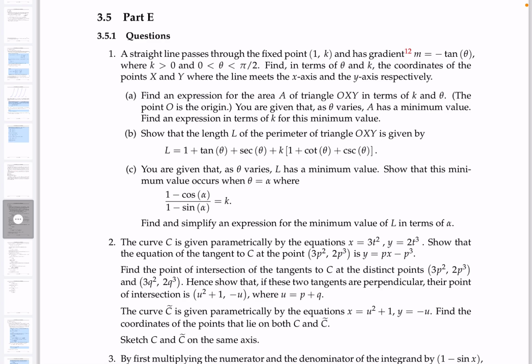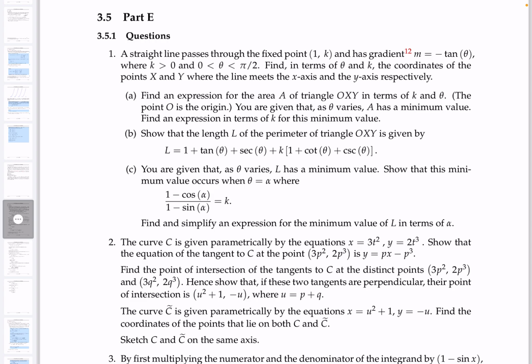Okay, we're still on question number one. We answered the one thing, and then we did parts A and B, and now we're on C. And C depends on your understanding of what you did in B, because they say you were given that as theta varies, L has a minimum value. Well, that makes sense, by the way. Show that this minimum value occurs when theta equals alpha, where K equals (1 minus cosine alpha) over (1 plus sine alpha).